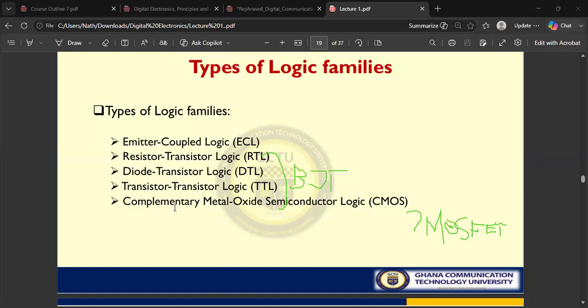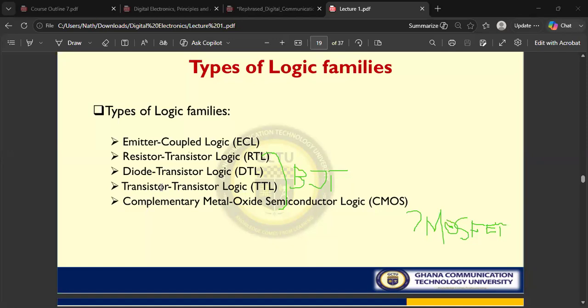So that's the diode transistor logic. But in transistor-transistor logic, in this family, the logic operation and the switching or amplification operation is done by only transistors, and they are made from BJT.